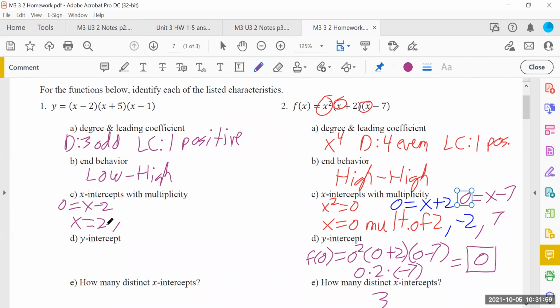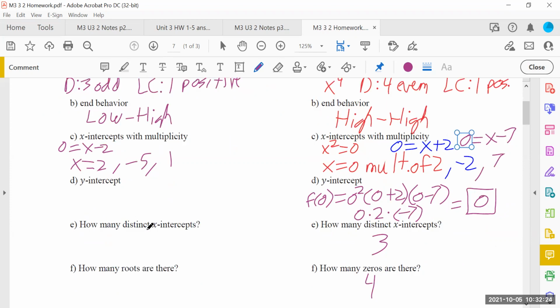Davian, can you tell me another x-intercept then? And what would that actually be for when you solve it? Yep. So we've got 2. We've got -5. And then the last one, Johnson, what's the last x-intercept? +1. So there's our 3 x-intercepts, none of them with multiplicity. The y-intercept then. Nick, were you able to find the y-intercept for this one?